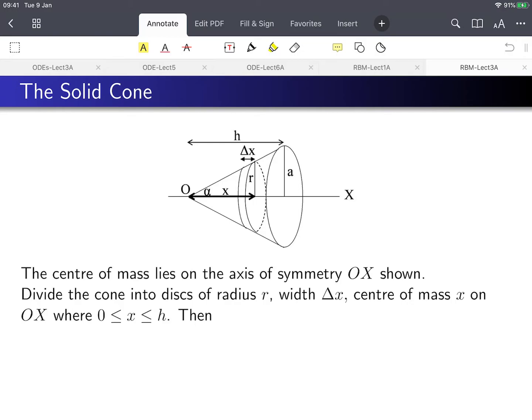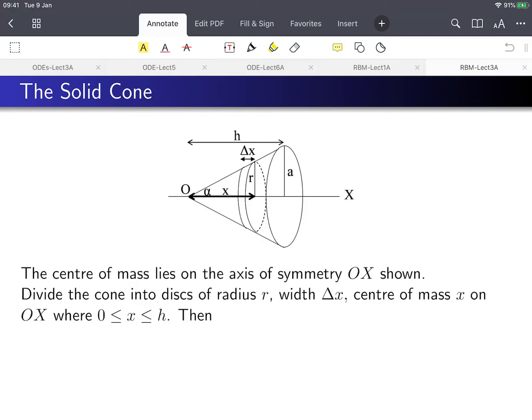So last time we did, what did we do? Oh yeah, hemisphere and then a hemispherical shell. And triangles, rectangles, things like that.